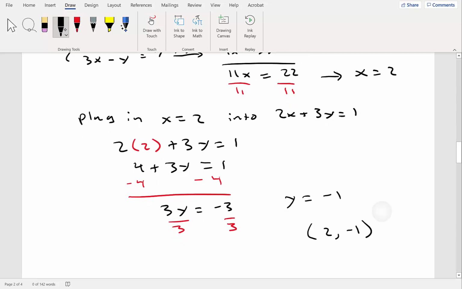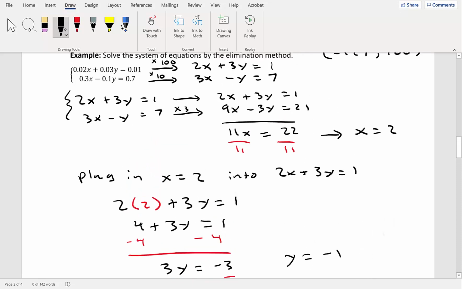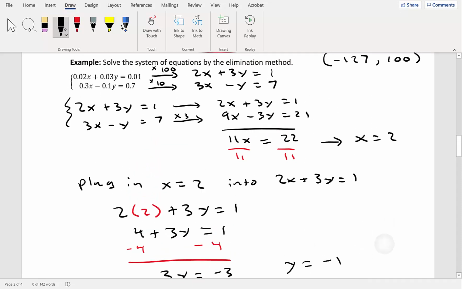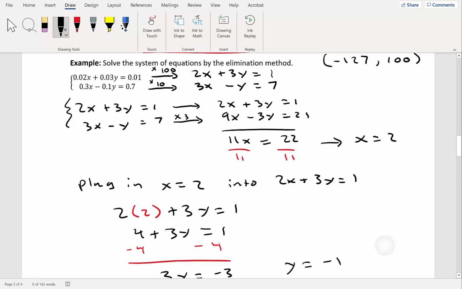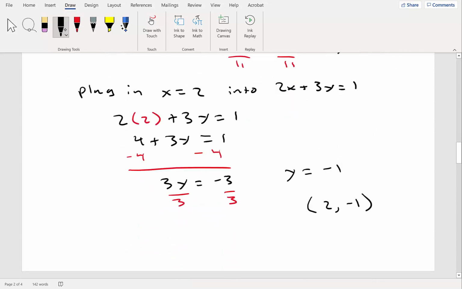So this was an example with decimals. First thing you'd want to do here is eliminate the decimals, so that way you're left with a system that's a lot easier to deal with. And then you proceed with it just the same way as the other two examples that we saw before this one.